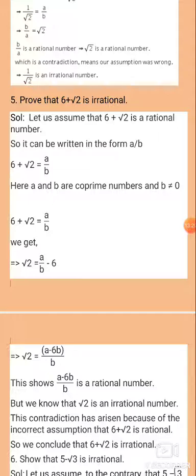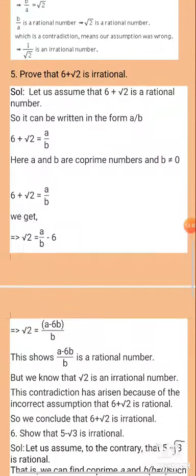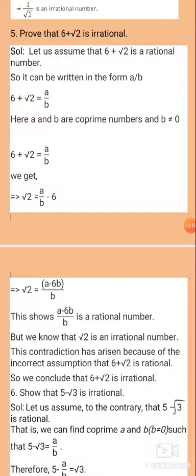This shows a minus 6b by b is a rational number. So we know that root 2 is also a rational number. This contradiction has arisen because of the incorrect assumption that 6 plus root 2 is rational. So we can conclude 6 plus root 2 is irrational.